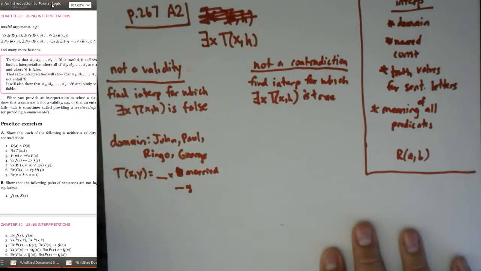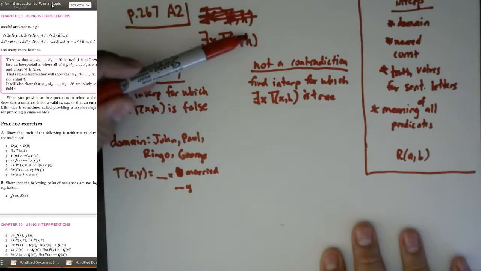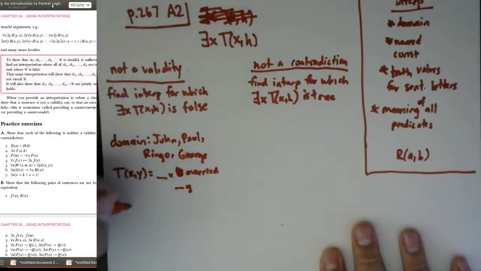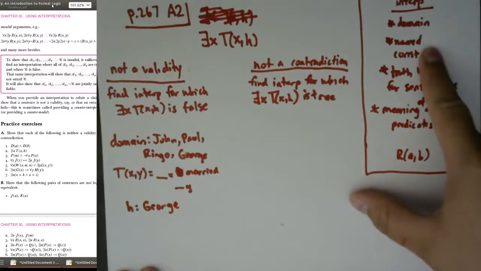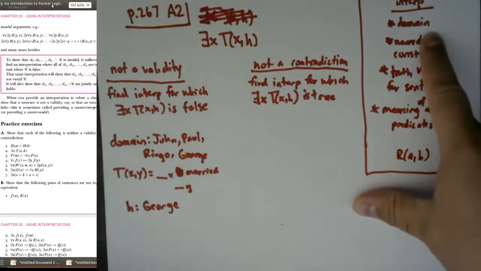That predicate will always be false. Notice that the predicate here has a named constant. It has an H in it. So I need to give an element of the domain to H. Maybe we'll choose George, because George Harrison, that was his last name, right? So there are no sentence letters. We've given a meaning to the predicate. We've defined the named constant, and we've chosen a domain.